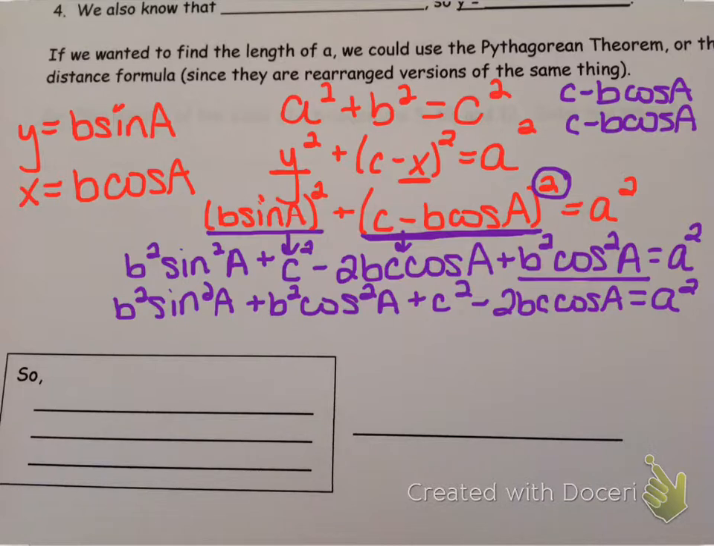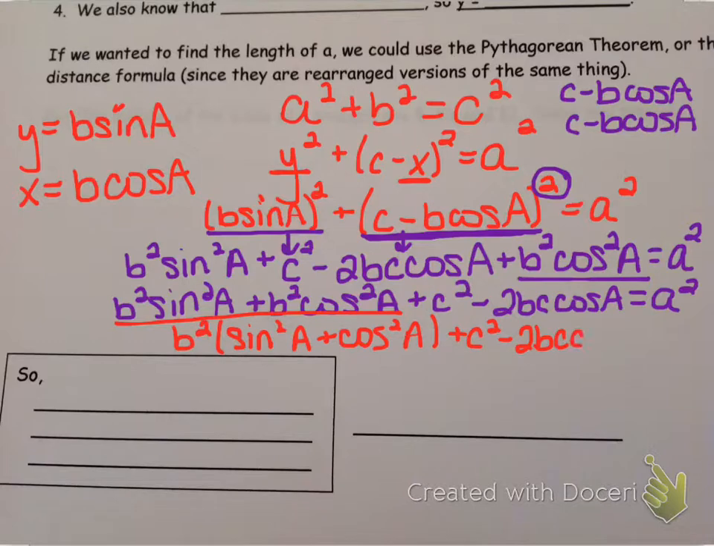Okay, now if I look at these two terms right here, they both have a b squared in them. So I can factor out b squared, and when I factor it out, it leaves a sine squared of a plus cosine squared of a. And then the rest of it, I continue to rewrite, it just tags along for the ride. And believe it or not, I'm basically done, because sine squared plus cosine squared is just 1.